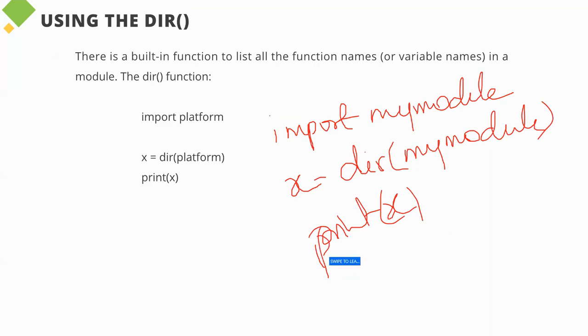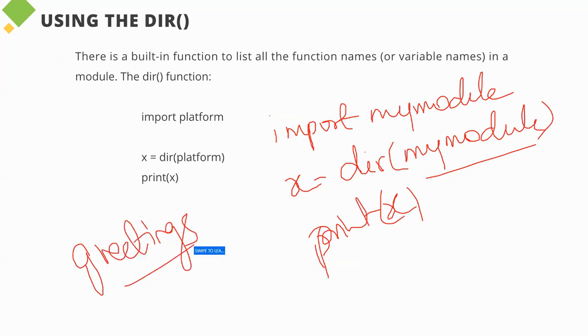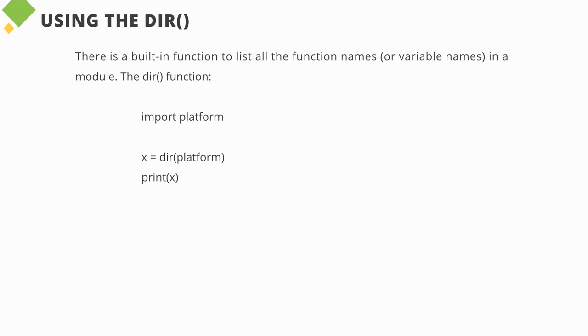This is going to print what functions my module has. Greeting is the only one predefined now, right? It gives the greeting. In the same way, if you go with import math, x equals dir of math, print x, it prints all the functions and variable names that math possesses. In this way, you can recall the functions and variables available.